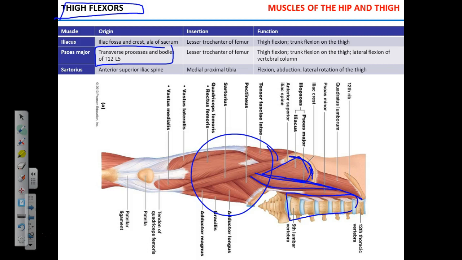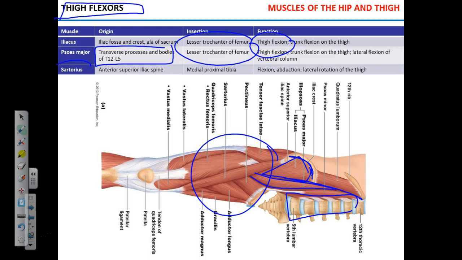Iliacus and psoas major. Together, they are often called iliopsoas. These are primary movers of the thigh flexion. Makes perfect sense, large muscles. And they are attached to the femur, to the lesser trochanter. So if you pull on them, your femur goes up.